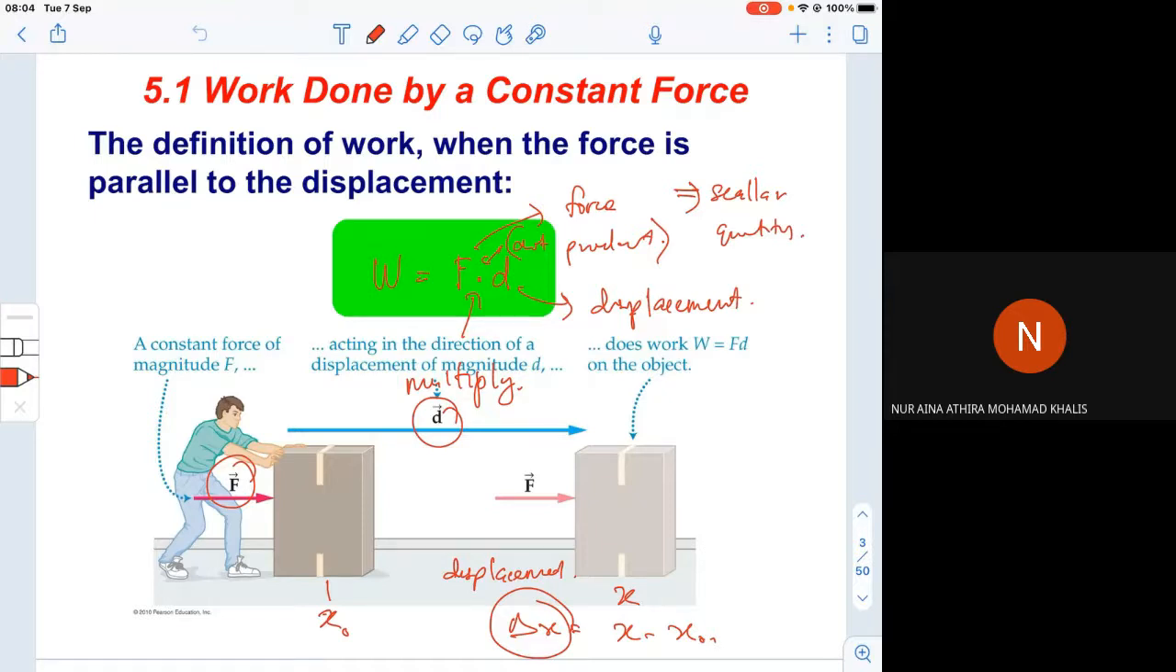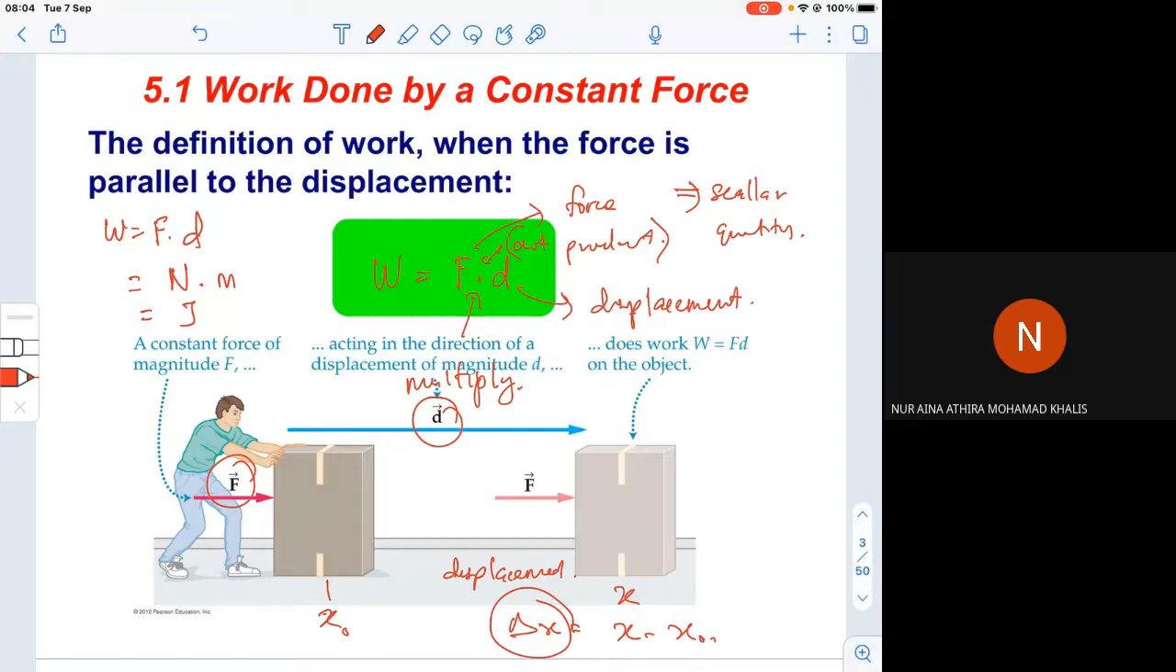The unit for work, from W equals F dot D, means F is in newtons and D is in meters: newton meter, or another form, joule. The SI unit for work is the joule. The same goes for energy. Work and energy are related to each other.